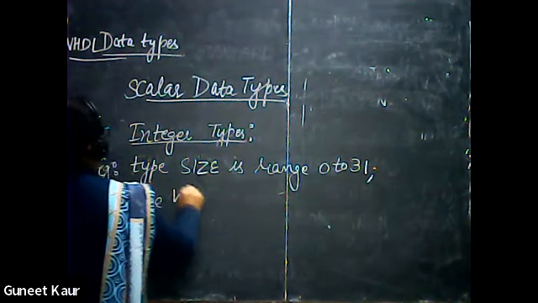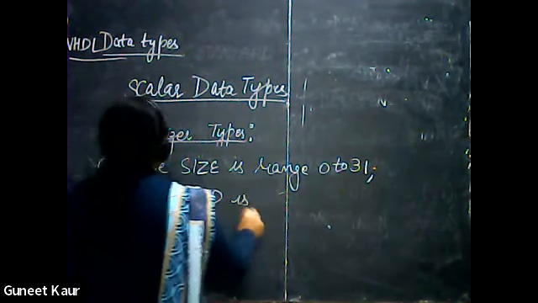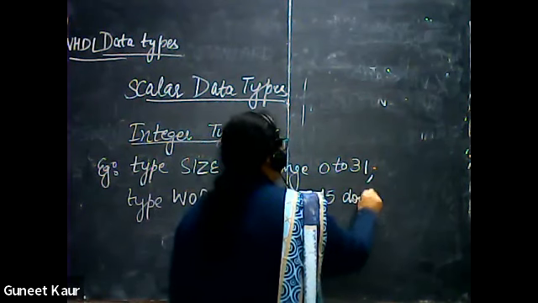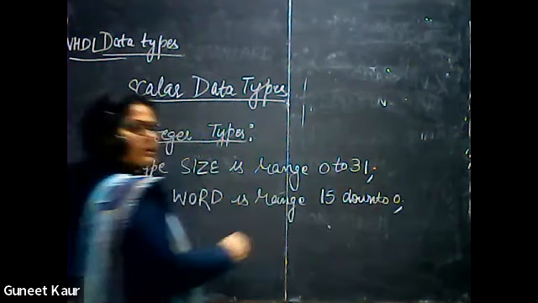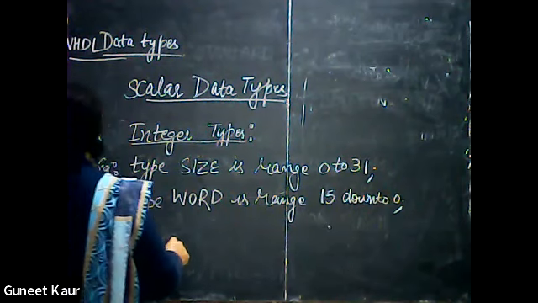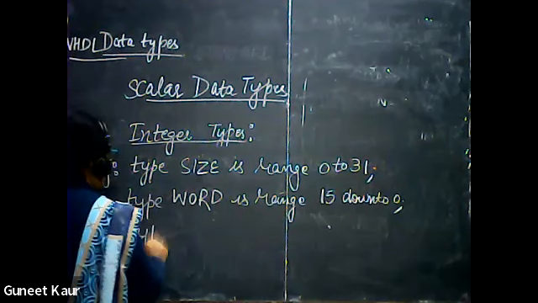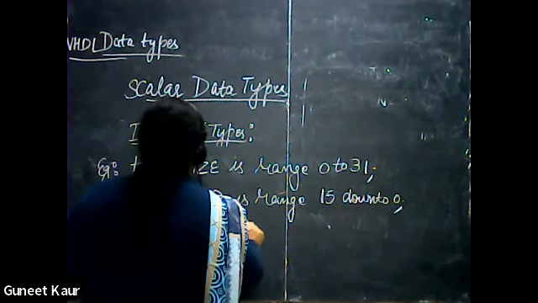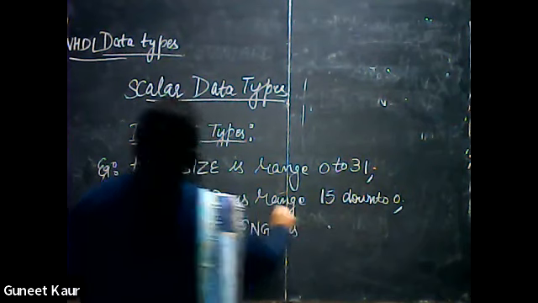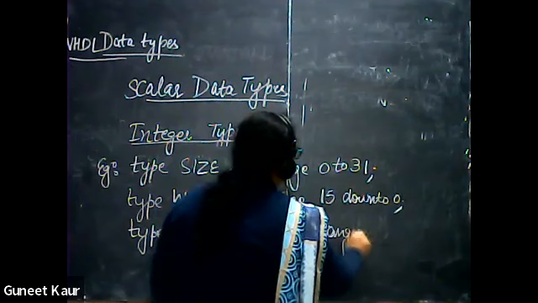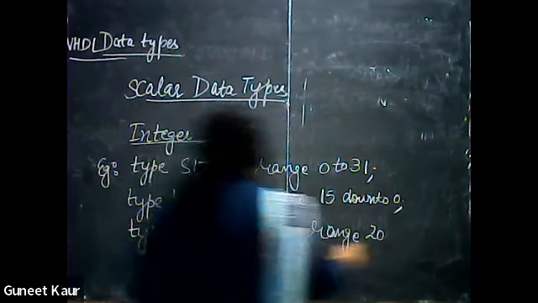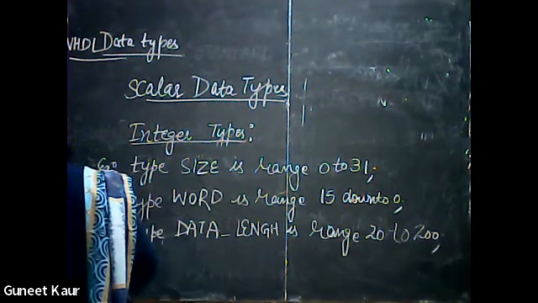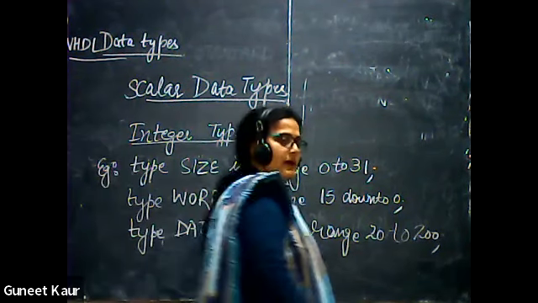Second is type word is range 15 down to 0; third is type data_length is range 22 to 200; So these were some of the examples for that.